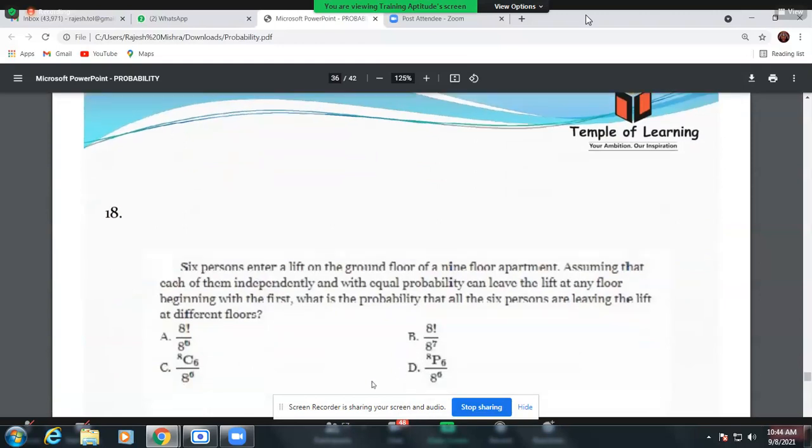This is a very interesting question. मैं question पढ़ रहा हूँ थोड़ा सा. 6 persons enter a lift on the ground floor of a 9-floor apartment. 6 लोग, कितने लोग एंटर कर रहे हैं? 6. ग्राउंड फ्लोर पर आ गए, 9th floor apartment. Assuming that each of them independently and with equal probability can leave the lift at any floor beginning with the first. Ground से ऊपर आएंगे तो first आएंगे. What is the probability that all the 6 persons are leaving the lift at different floors?